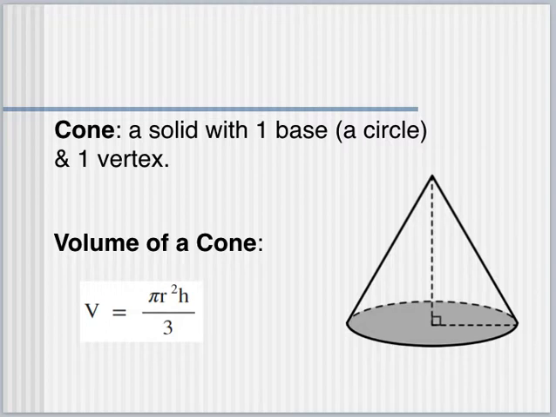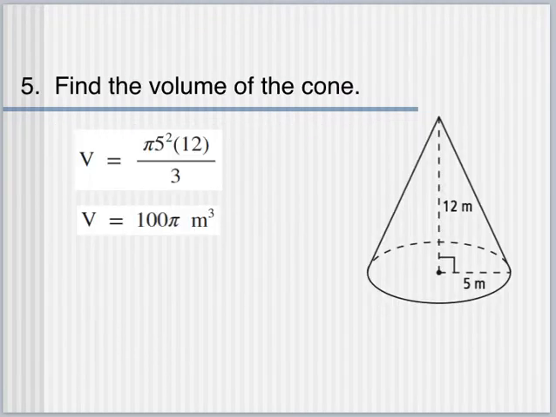Pause here and try the first problem on your own. Leave your answer in terms of pi. When you plug in the radius of 5 and the height of 12, you should get 100 pi cubic meters. Pause here and try the next one on your own.